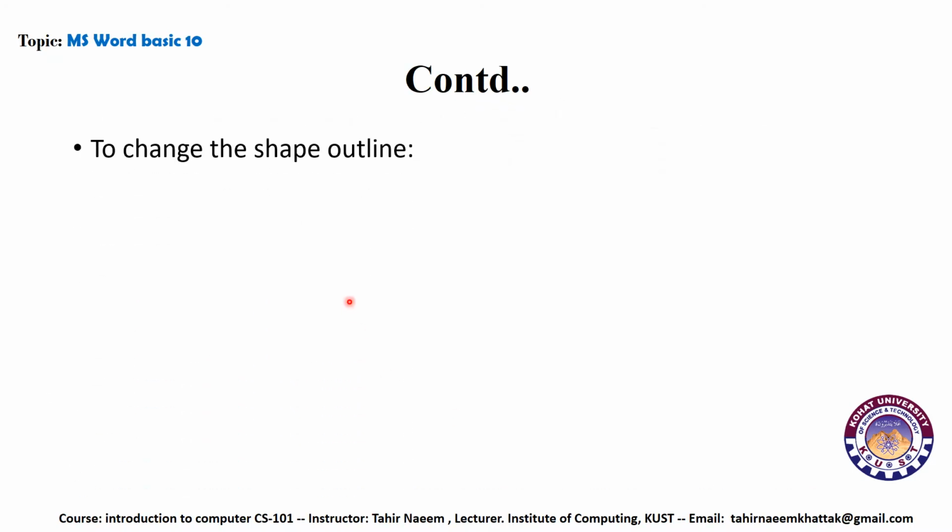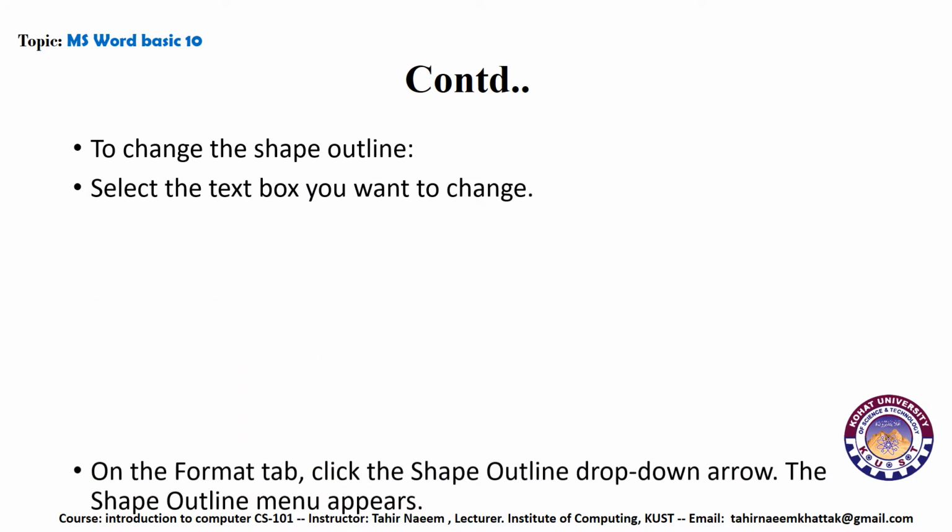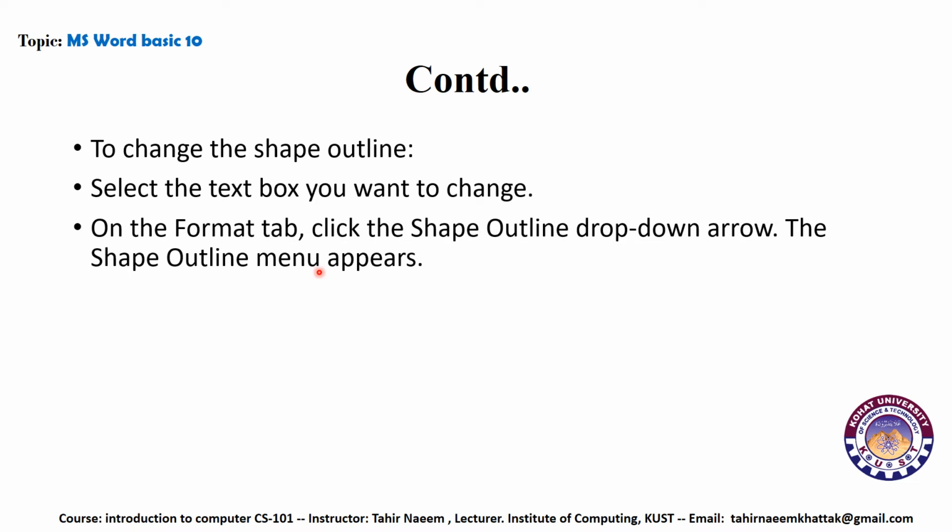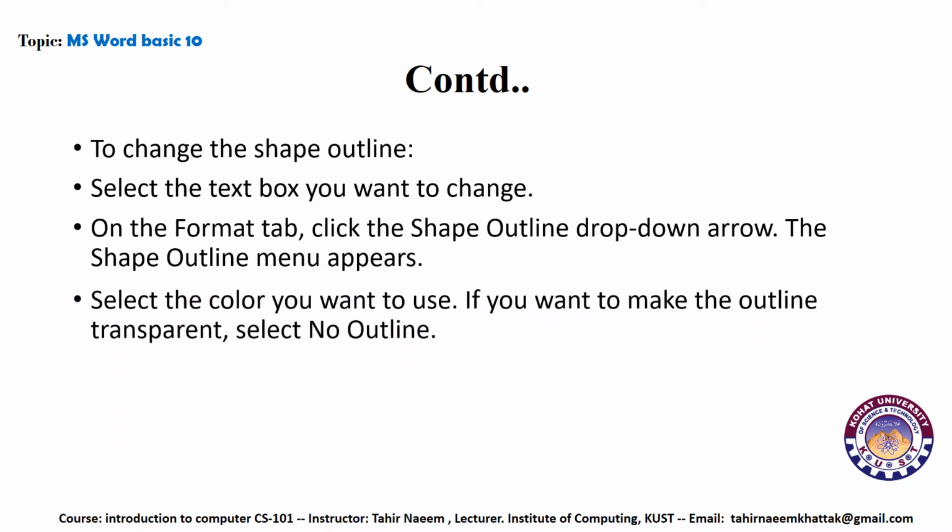To choose the shape outline, select the text box we want to change. For format option, click the shape outline drop down arrow. The shape outline menu appears.